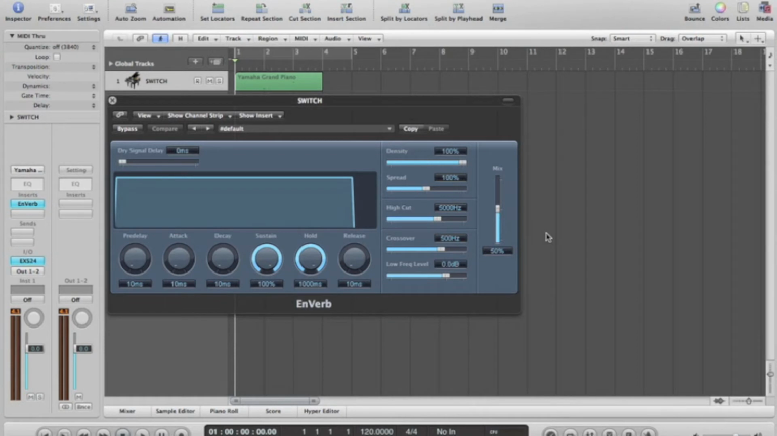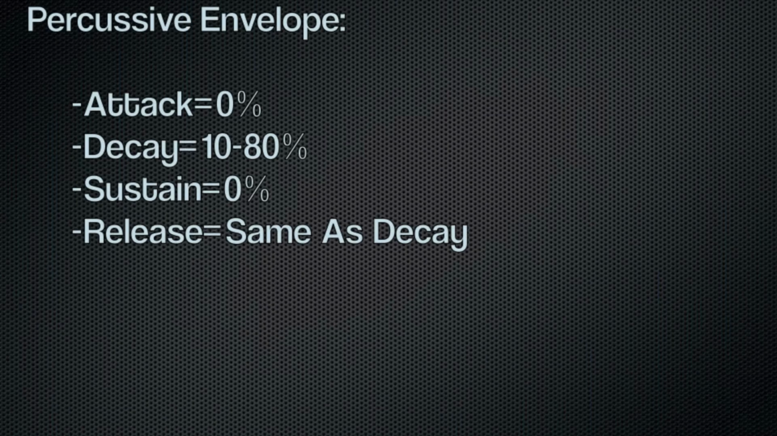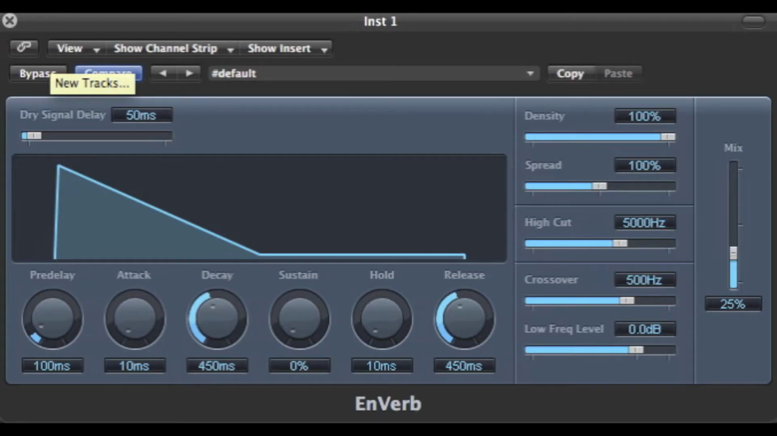Now, let's take a listen to how each of the 5 types of envelopes are different. First, we have our switch envelope. This is a percussive envelope.